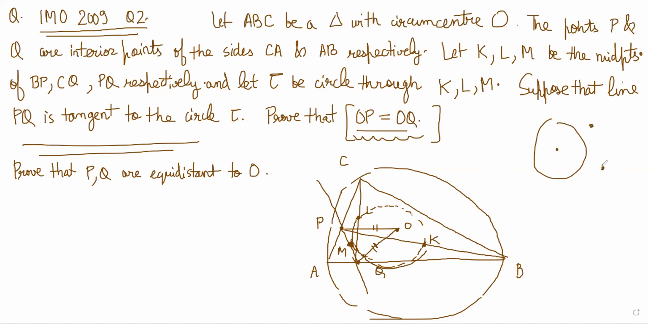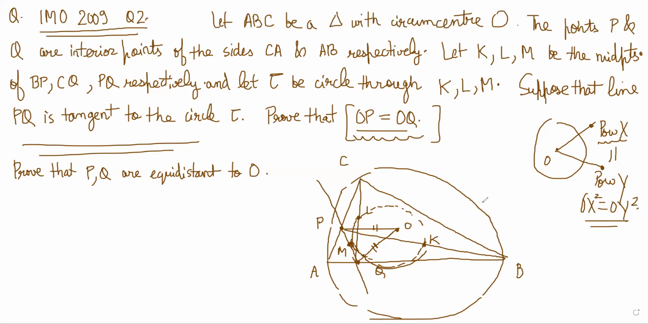Suppose 2 points are here, and this distance is equal to this distance, then we can say that the power of the point X is equal to the power of the point Y with respect to the circle, right? Then only they will be equidistant, no? Because power of X would be OX square minus R square, and power of Y would be OY square minus R square, right? So if the power is equal, then OX square is equal to OY square, right?